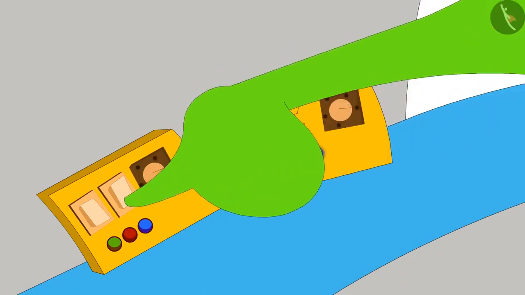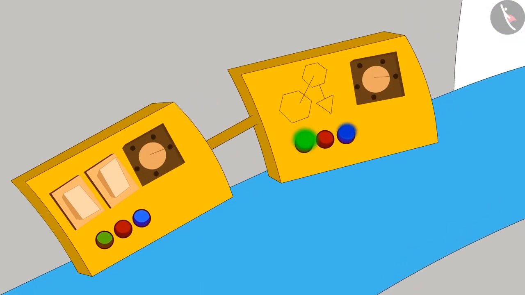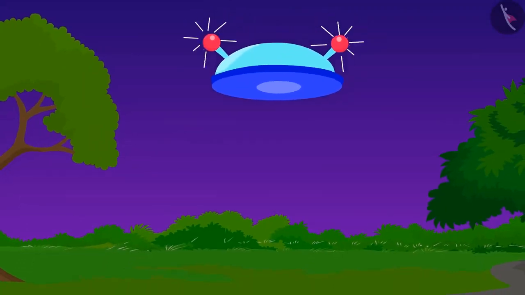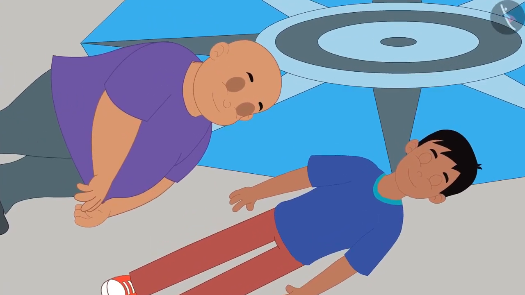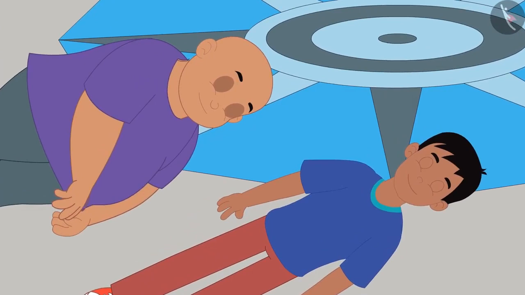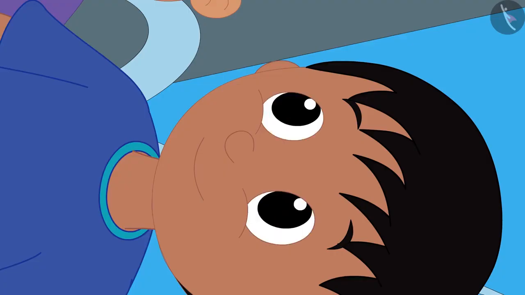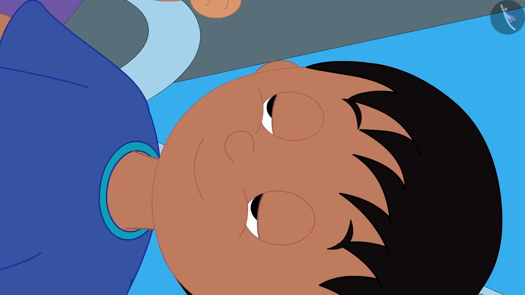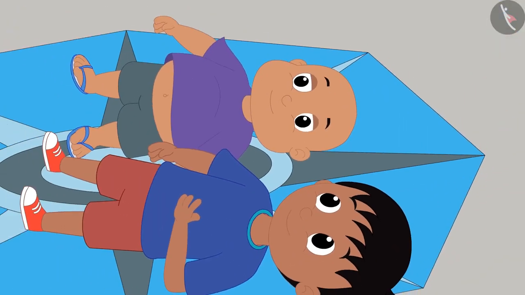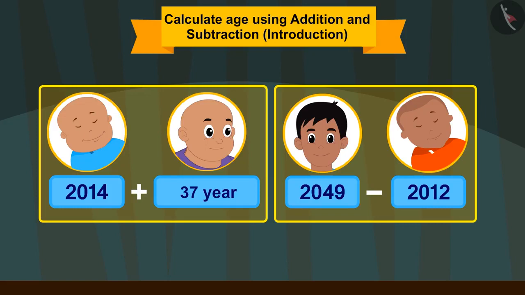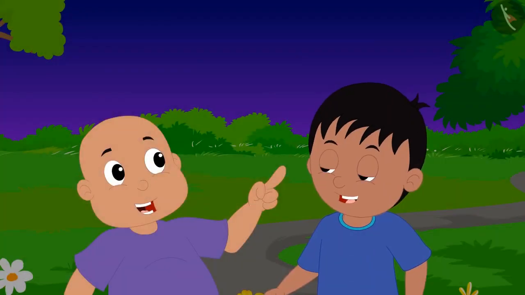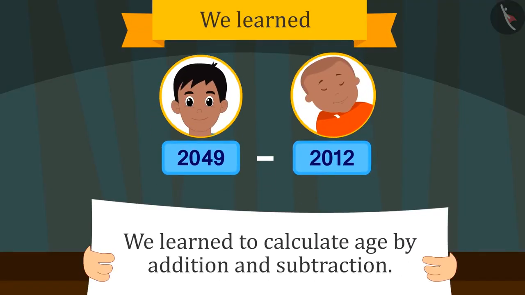Jeev pressed some buttons on his flying saucer and the flying saucer again came to the ground. Once again, Raju and Bablu fainted and came to their senses after a while. Both of them regained their right age as soon as they came to their senses. Both found themselves young again and started dancing.